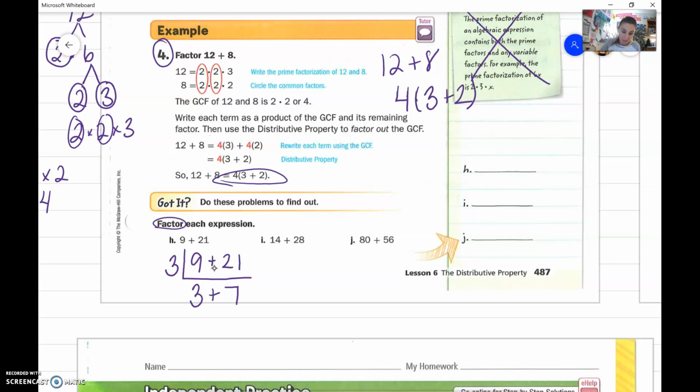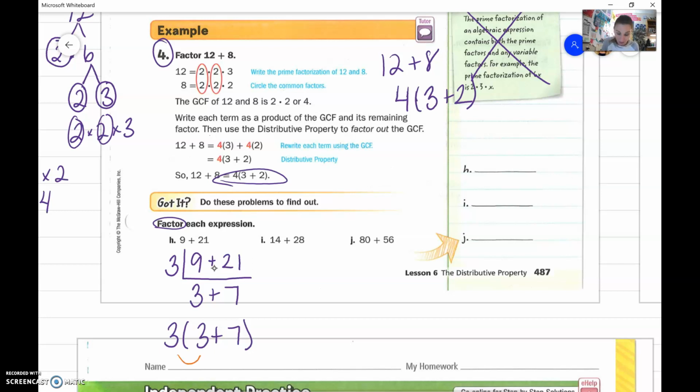Now, what happens is our greatest common factor is on the outside of our parentheses, and then what we have left down here goes into our parentheses. Now, how can we check to see if this is correct? Easy. We're going to do the distributive property. We're just checking. This is my answer right here.